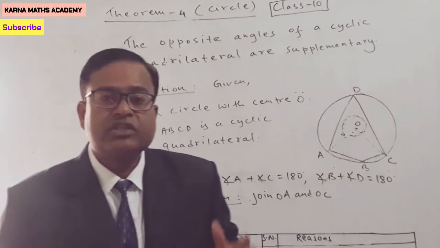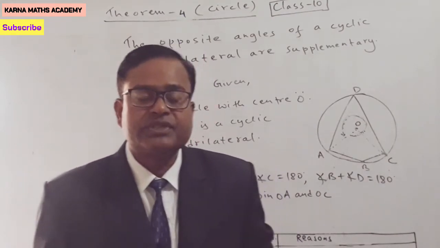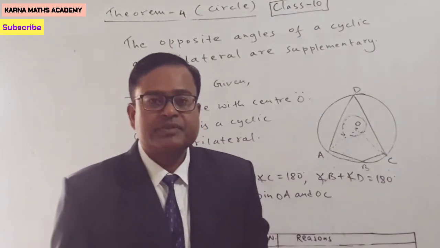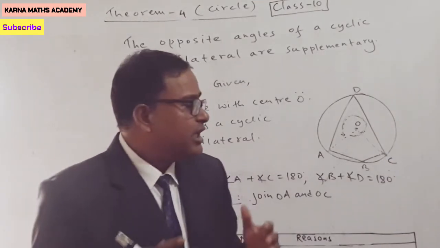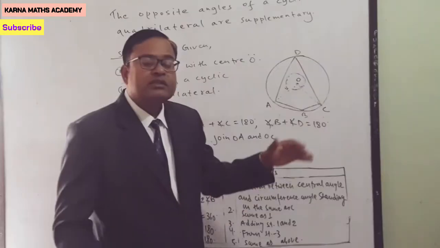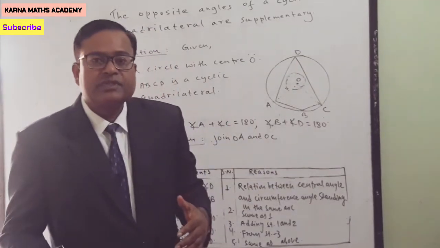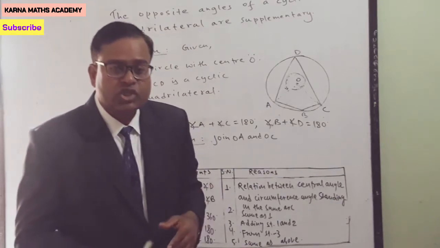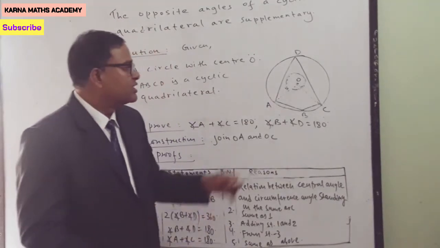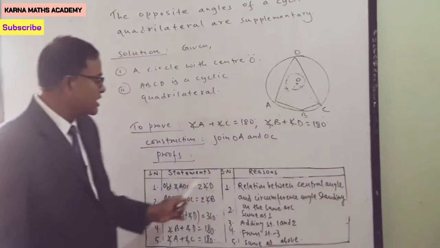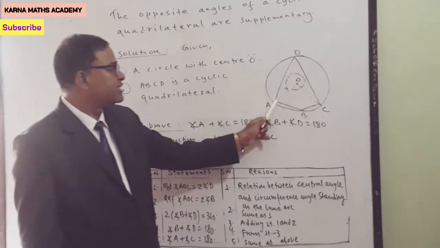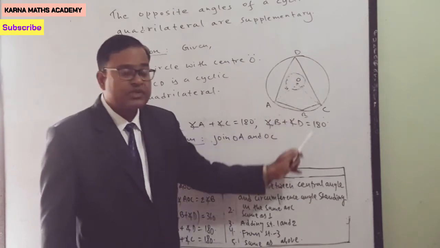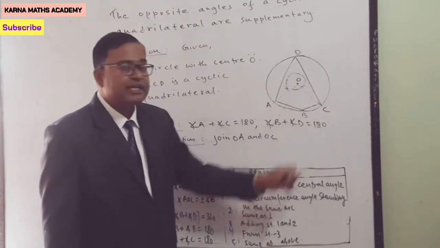So dear students, in order to prove this theorem, we are going to use the statement of theorem 1, which we have already proved in the previous video. Dear students, according to theorem 1, the angle at the center of a circle is always twice that of the angle at the circumference standing on the same arc. So in statement 1, we have taken obtuse central angle AOC, which is standing on the arc ABC.